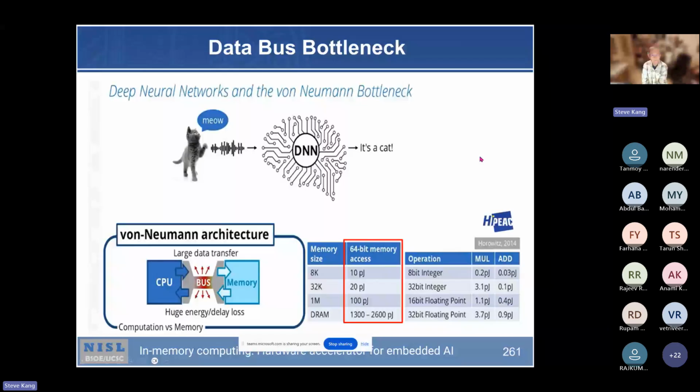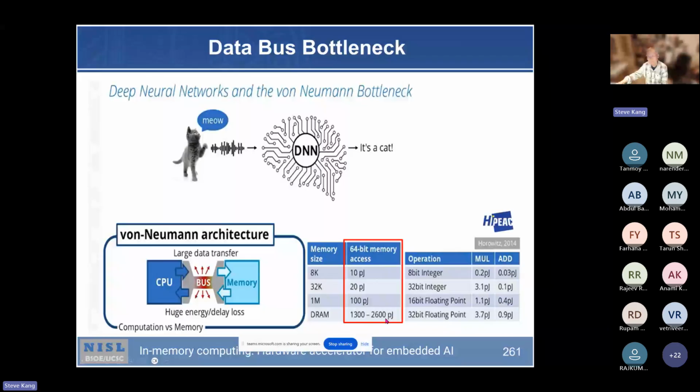Data bus bottleneck, right? This shows some experimental data. If you have a CPU, processing unit, and the memory, and a bus, the access energy depends on memory size. If it is 8K memory, access energy will be 10 picojoule; 32K memory, 20 picojoule; 1 mega, 100 picojoule. If you have to go to DRAM, huge DRAM, maybe 1300 picojoule, even 2600 picojoule.